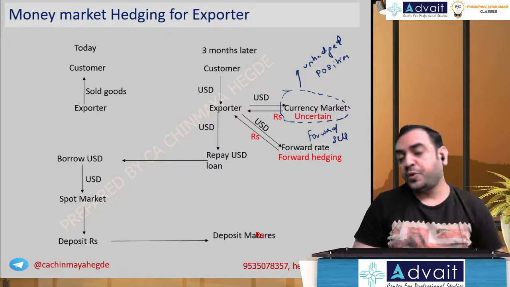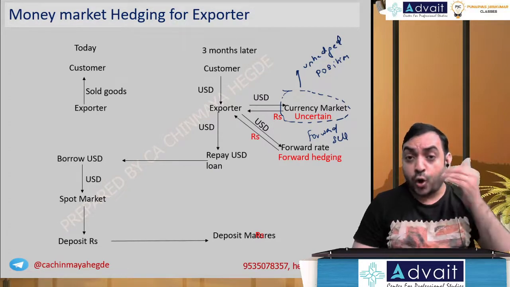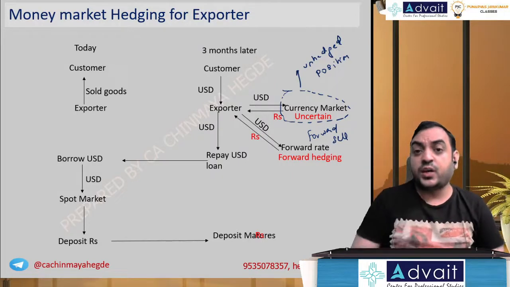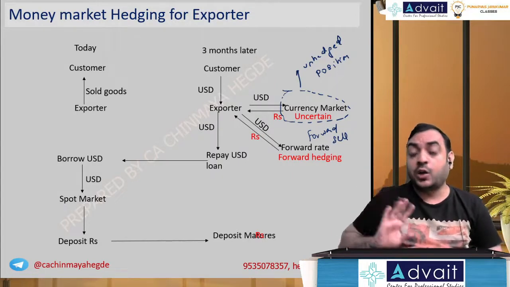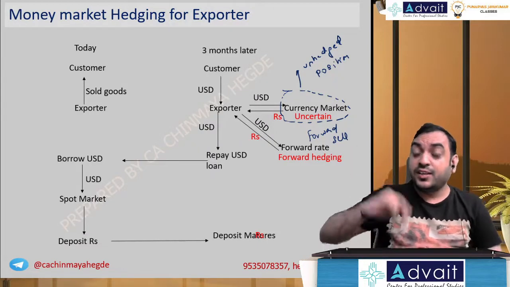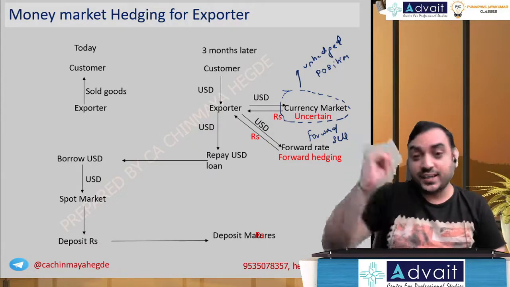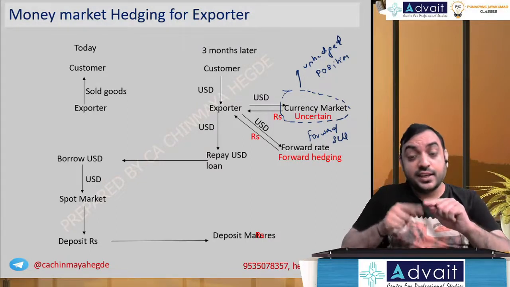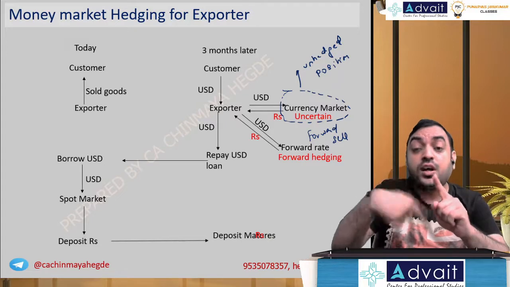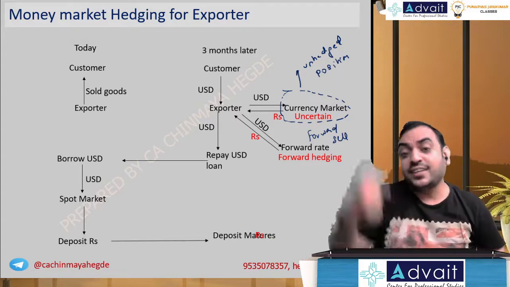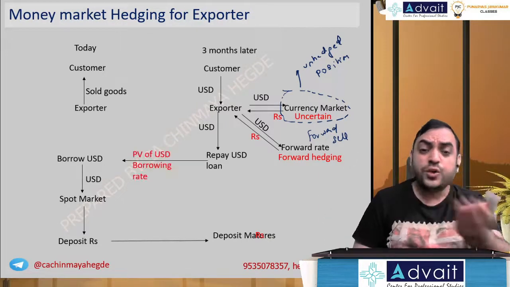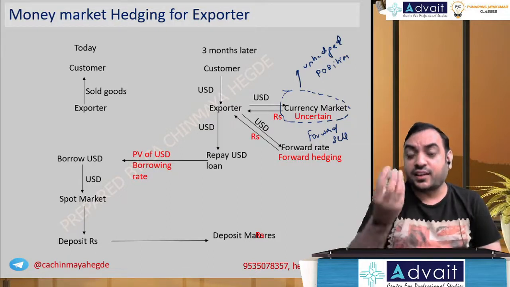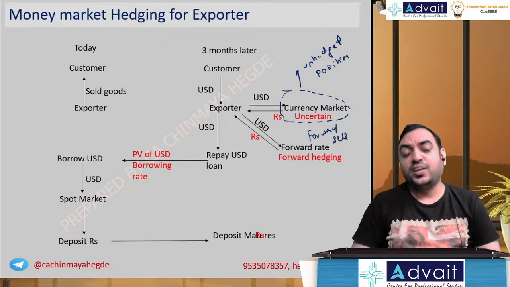proceeds. And one point to be kept in mind, when you borrow, don't borrow an amount equal to the invoice. If the receivable is $1 lakh, don't borrow $1 lakh, because after 3 months the loan of 1 lakh will be added with interest. So you should take a loan in such a way that the repayment amount along with interest is equal to the invoice amount. In other words, we take the present value of USD at the borrowing rate. So along with interest it will be exactly equal to the invoice amount.